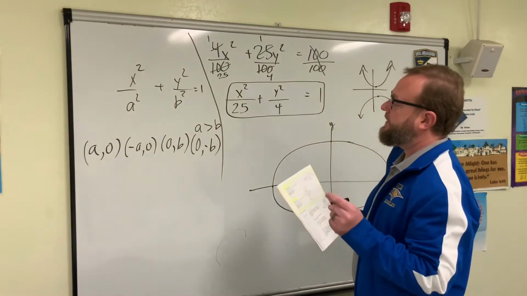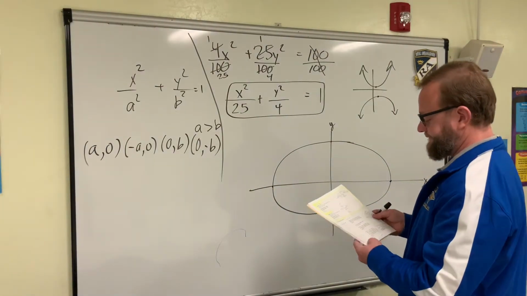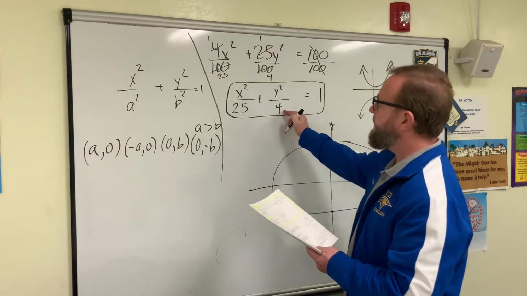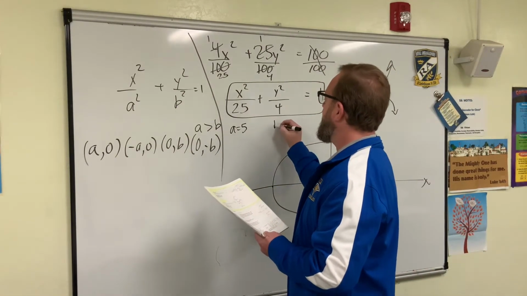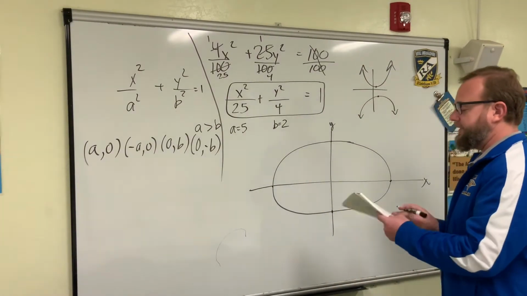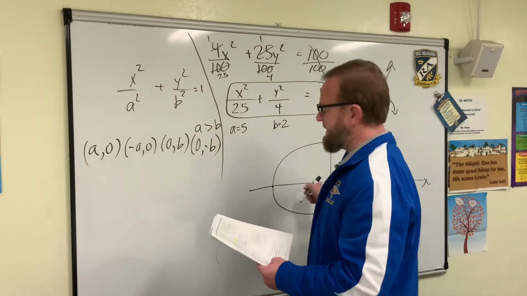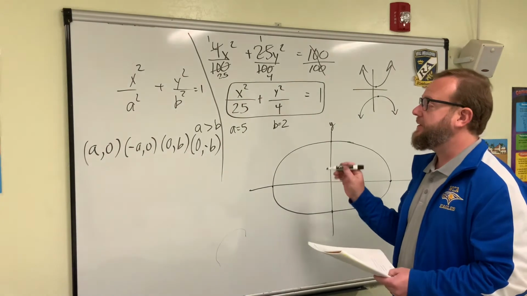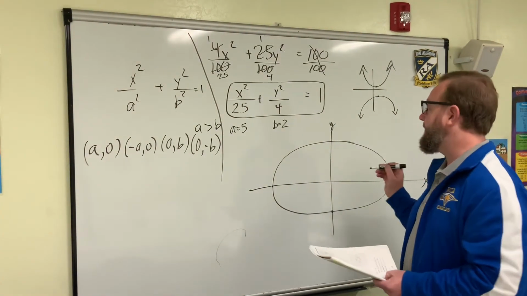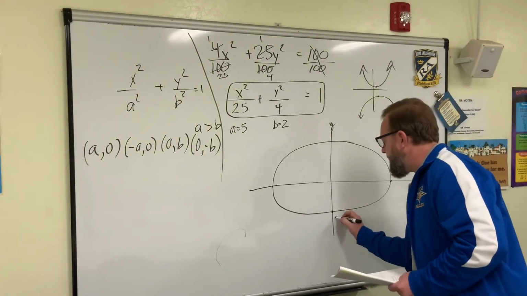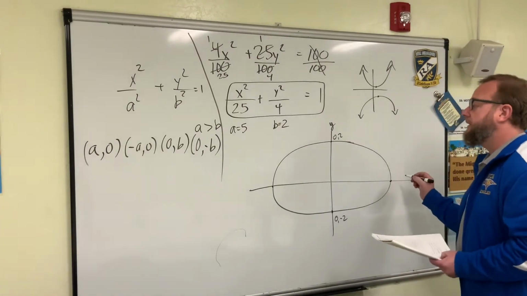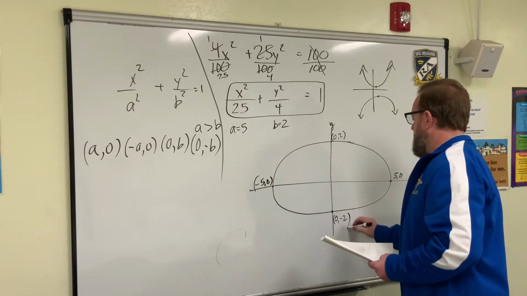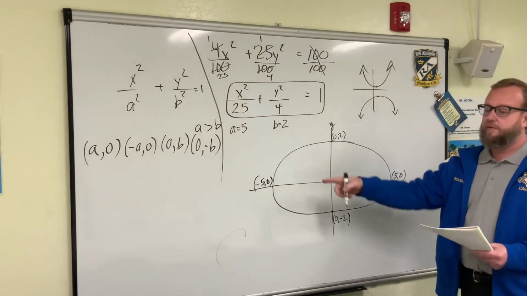Now, what is A? 25. A is 5. Oh, squared. Yeah, A squared and B squared. So A is actually 5, and B is 2. A is 5, B is 2. So if I'm writing out my vertices for this one here, what will they be? It'll be 5, comma 0, negative 5, comma 0, 0, comma 2, and 0, comma negative 2. So that would be this. 0, comma negative 2, 0, comma 2, 5, comma 0, and negative 5, comma 0. Those are our points that make the vertex, or the vertices of this ellipse.